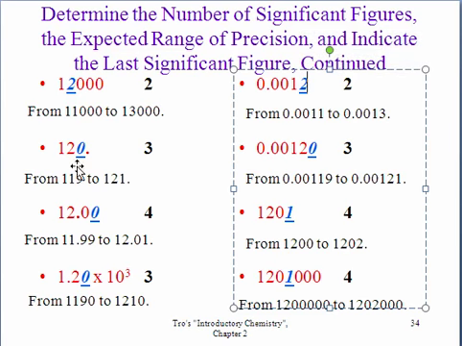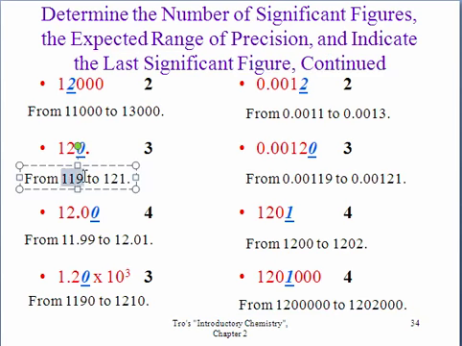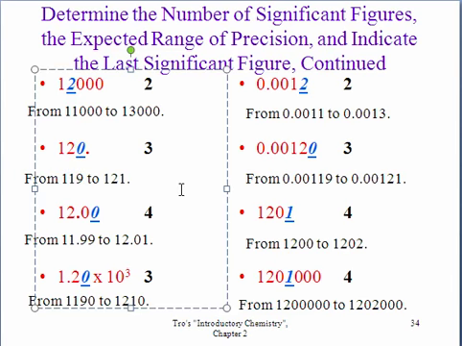Okay, this has 3 sig figs. This expressly written decimal point means this 0 counts, the trailing 0, and it's plus or minus 1 of the last place value. So 1, and the last place value is the ones place. So 120 minus 1 is 119, and 120 plus 1 is 121.